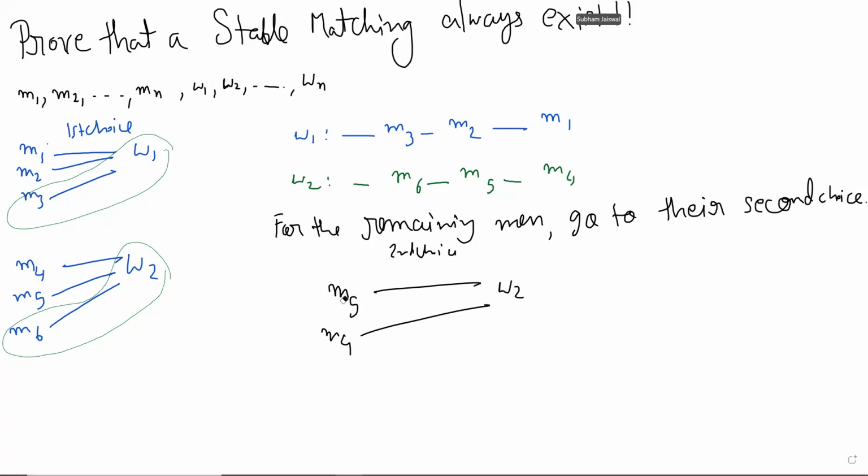Then the men will also get unmatched, and that makes it complicated. So let me make a preference list maybe. What I am saying is, let's say that there was M5 here.